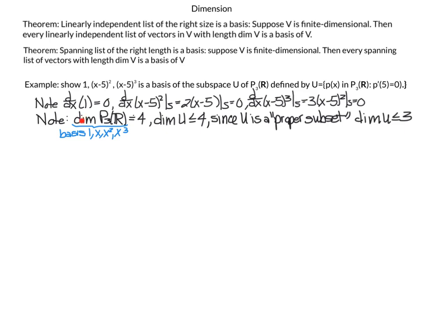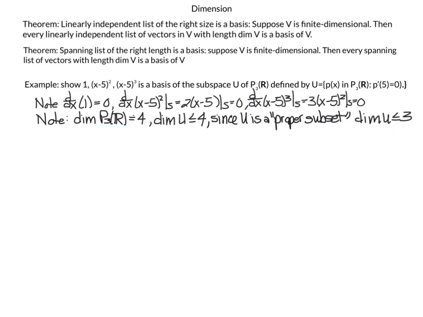I also want to note that the dimension of the polynomial space of degree 3 or less over R is equal to 4. Remember, the standard basis for this space is 1, x, x squared, x cubed. Since U we're proposing is a subspace of P3, that means the dimension of U has to be less than or equal to 4. And since U is a proper subset, you can see here the description of U, there are many other polynomials of degree 3 or less. So U does not span the whole space of P3. So since U is a proper subset, we know that the dimension of U must be less than or equal to 3.